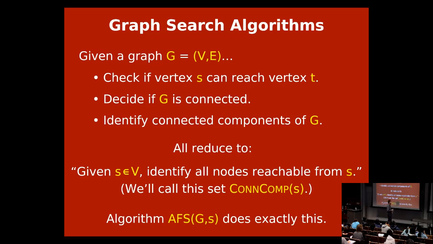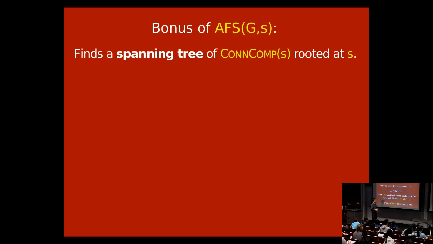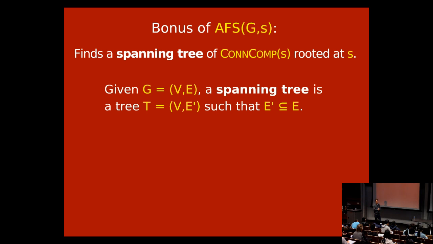And this is exactly what this most general algorithm we'll talk about, arbitrary first search, does. It takes as input G and S, and it finds all the vertices connected to S. Now, it actually has a bonus. It doesn't just solve this problem. It returns to you as an output an interesting structure. It returns to you a spanning tree of the connected component, and the spanning tree is rooted at S.